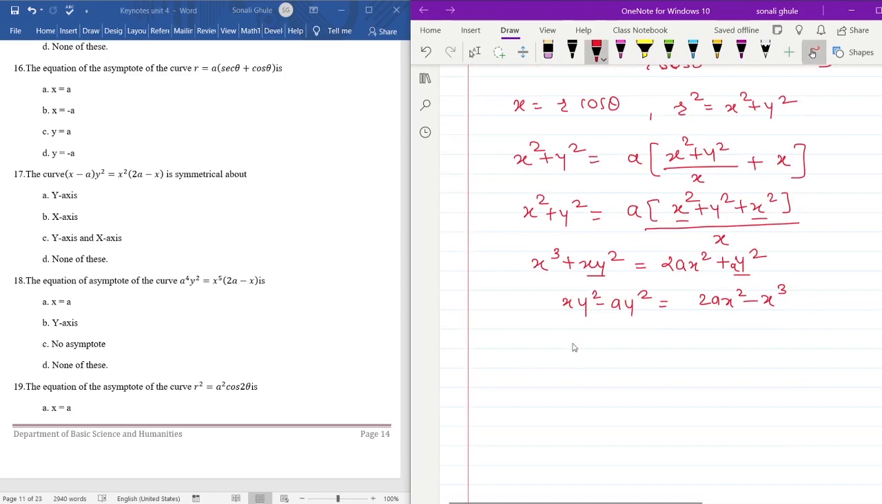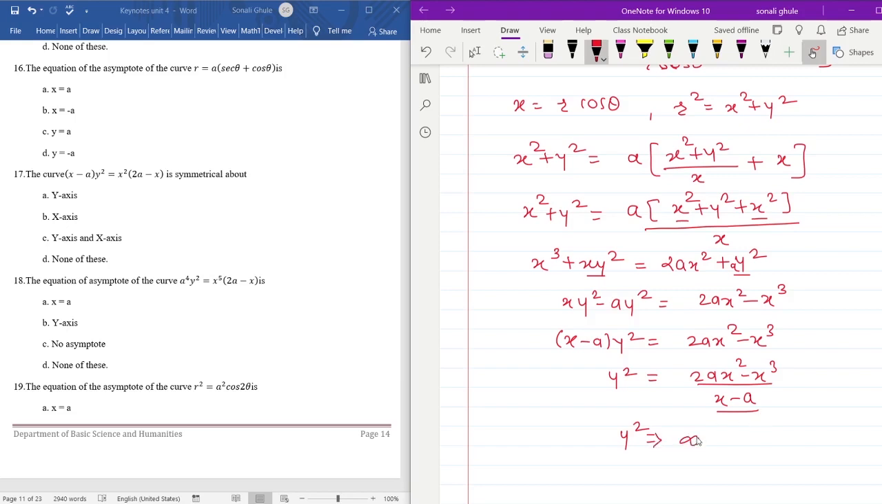Here we can take y square common. So y square is equal to 2ax square minus x cube upon x minus a. If you observe here, for x equal to a, your denominator becomes 0, and when your denominator becomes 0, y goes to infinity. So x equals a is your asymptote. This is how you can find the asymptote for the curve.